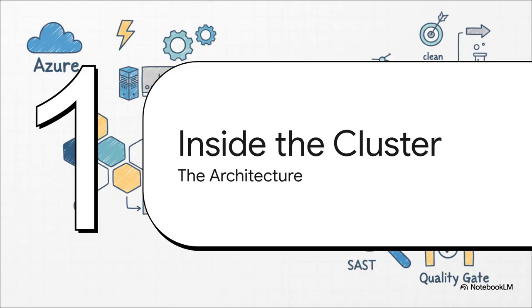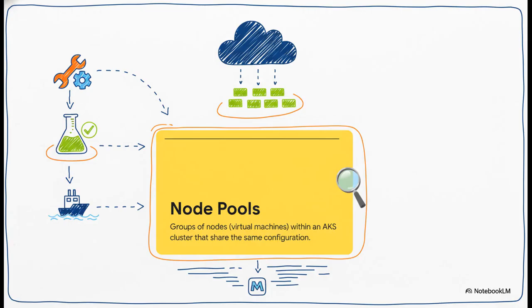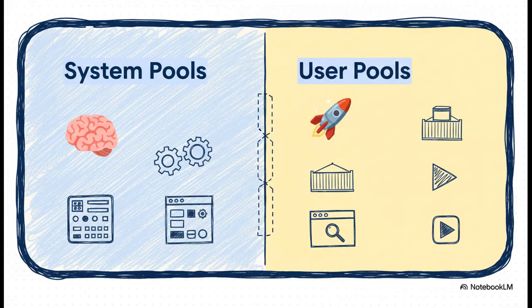So, our cluster is up and has its own identity. Now let's pop the hood and take a look at the core building blocks that you'll be working with every day. When you get right down to it, an AKS cluster is really just a bunch of virtual machines, or nodes, working together. And we organize these nodes into what are called node pools. A node pool is just a group of identical VMs, all with the same size and configuration, ready to run your apps. And this is a really critical design concept in AKS.